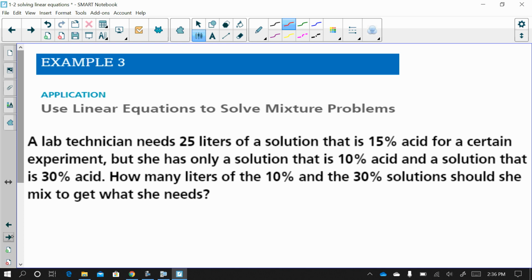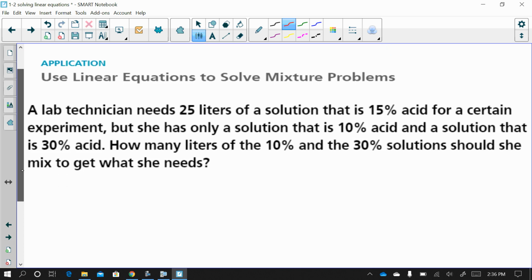Example 3, word problem. Yay, everyone's favorite. So we're going to use linear equations to help us solve mixture problems. Now these problems you need to make sure you read very carefully. A lab technician needs 25 liters of a solution that's 15% acid for a certain experiment. However, she only has a solution that's 10% acid and a different solution that's 30% acid. So we're going to have to mix these two solutions together to get our 15%. We need to know how many liters of the 10% and how many liters of the 30% solution she should mix to get what she needs.